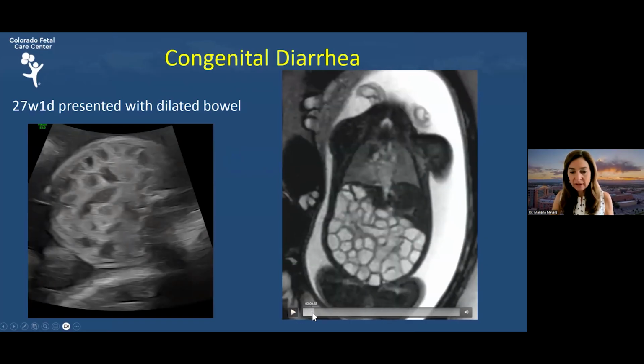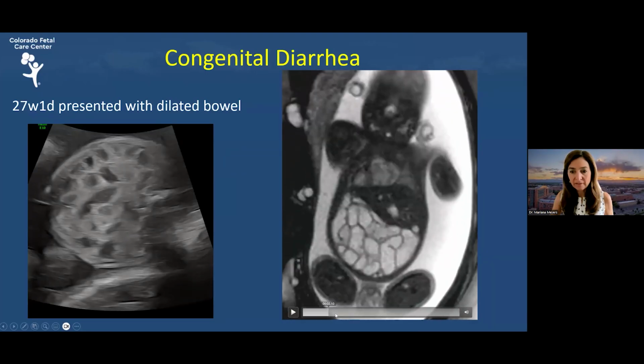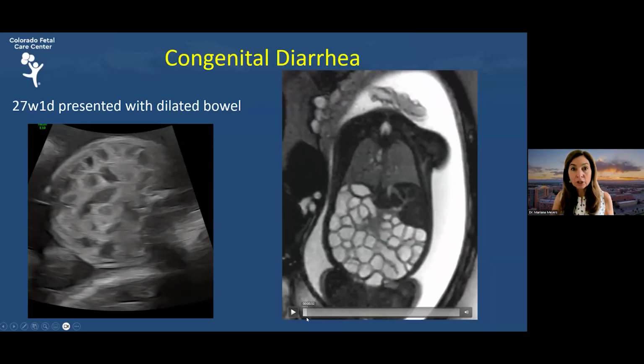So if I scroll through this, you're going to see that everything looks bright. You don't have the typical dark appearance of the bowel on the T2 image. All right. This is congenital diarrhea. And when I put this in my report, the OBGYN called me saying, hey, you have a typo in your report. You said diarrhea. And I'm like, no, that's not a typo. And everybody thought that was absolutely crazy.